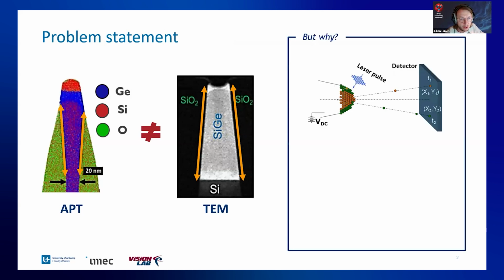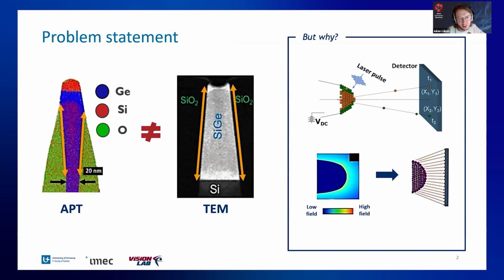APT is based on the evaporation of a needle-shaped specimen using an electric field and a laser. The resulting ions follow trajectories determined by the electric field and are identified at the detector. To reconstruct the original specimen, each ion impact position at the detector is mapped to the location where it left the specimen. And to simplify things for this reconstruction, the current industry standard assumes a hemispherical needle tip at all times.